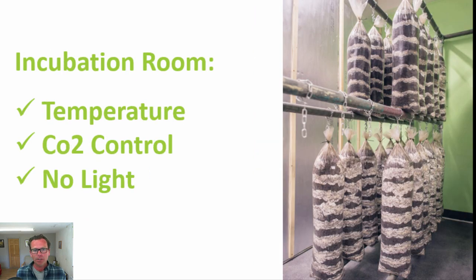So then the next room, you need an incubation space. The incubation space is where you give the mushrooms, the mycelium, time to run through its substrate, so essentially the food you've decided to give it. So for us, a typical spawn run for oyster mushrooms is 2 to 3 weeks. For shiitake, that would be a lot longer, 6 to 12 weeks.